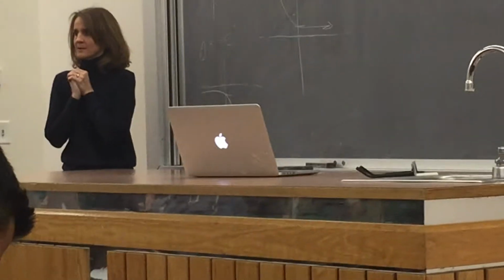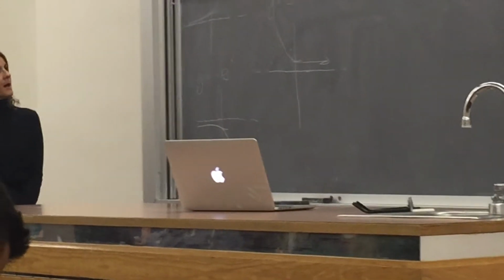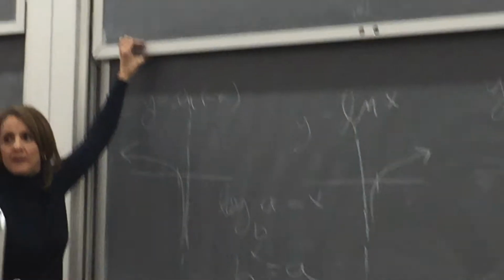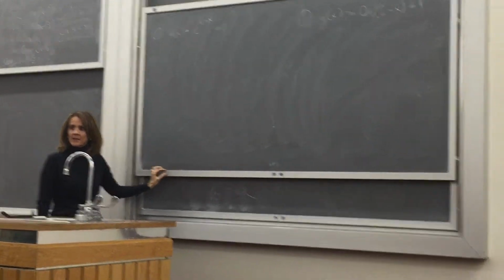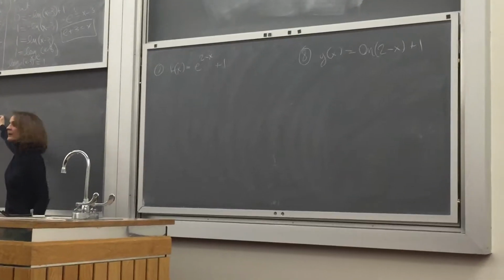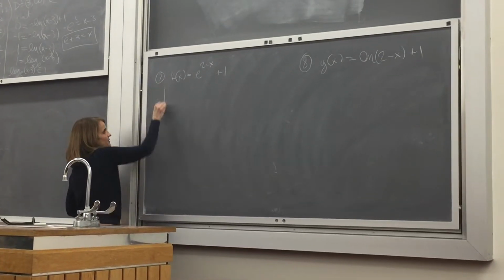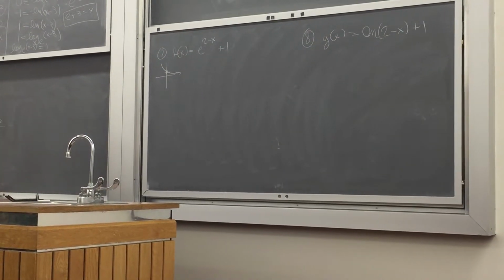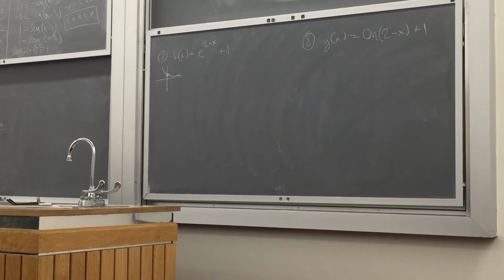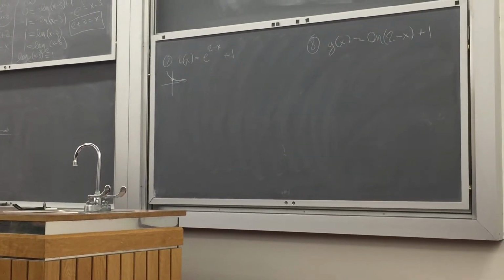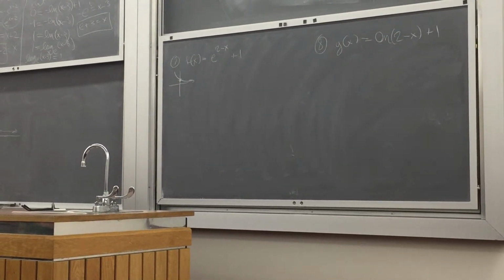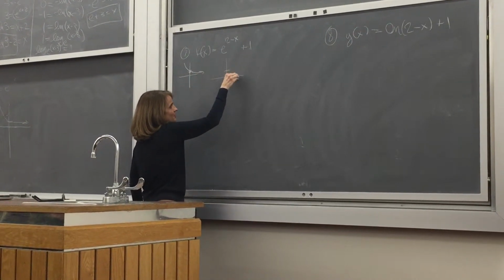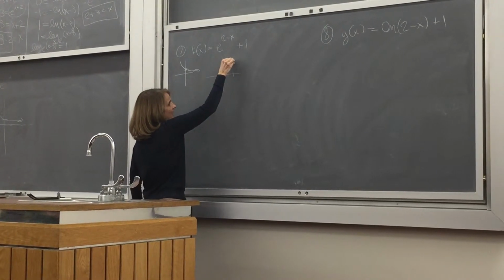Okay, questions? All right, so I have a negative x. X is negative. That's this graph right here. So I'm going to take this graph and shift it 2 units to the right and 1 unit up. I'm going to take this point and go 2 units right, 1 unit up.